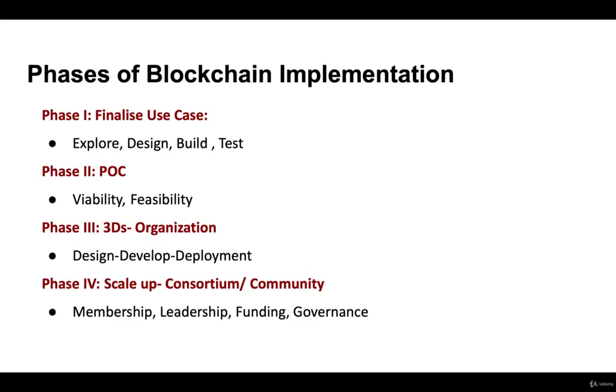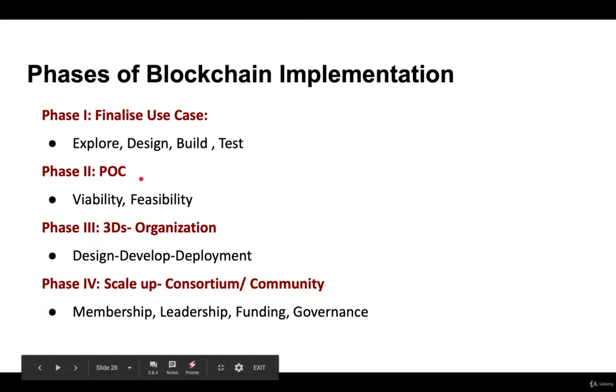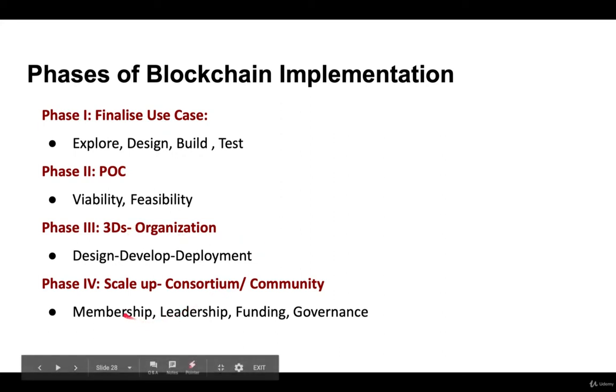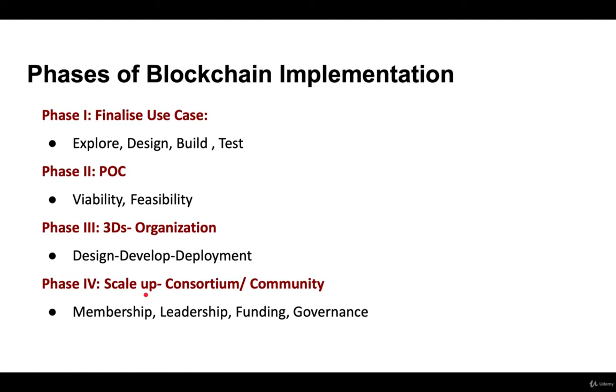So we start with the first phase, that is the finalization of the use case, where we do a process called explore the business process, design the use case, build it and test it. In phase 2, we will look at proof of concept. We look at whether it is viable or not, whether it is feasible or not. In phase 3, we talk about a 3D organization like design, development and deployment. And in phase 4, we do what is called scaling up, in terms of moving beyond the organization into a consortium or a community.